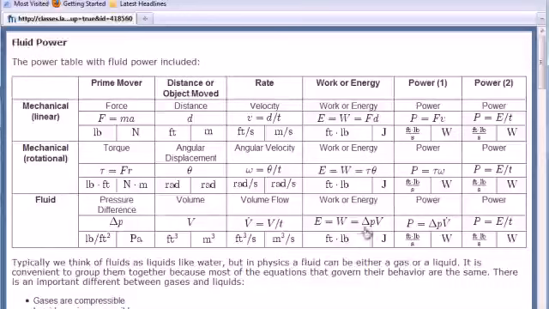Work and energy in a fluid system is given by the pressure times the volume, same units that we've discussed before. For power, it's the pressure times the volume flow, again, same units we've discussed before. And you can also think of power as energy over time. So if you come back to this energy equation, delta P times the volume divided by time, volume over time is exactly equal to V dot. So these two are equivalent.